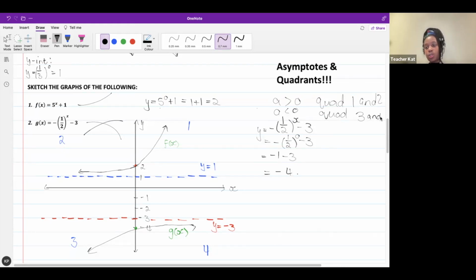3 and 4. That is provided we don't move it, right? It's possible to take this graph and say -5, and then it ends up somewhere here. But for the ordinary normal graph, if you are sketching the original graph and you haven't moved it, this is the rule.